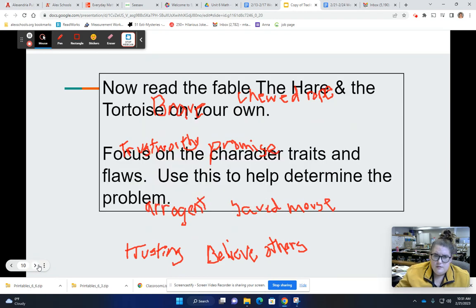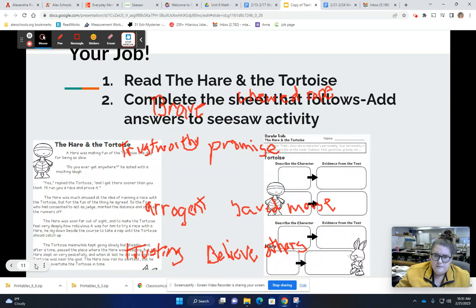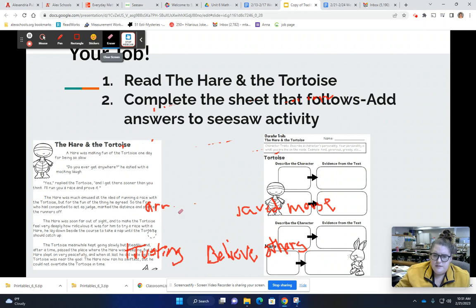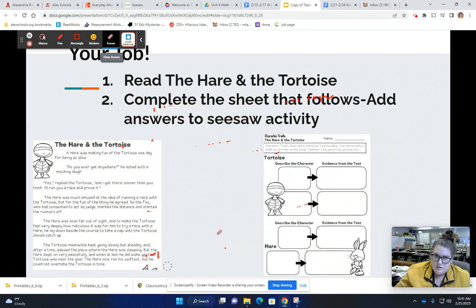So, your job, I gotta erase this. So, what are you gonna do for your job today? Well, it's very similar to what we just did together, except with a new story. So, you're first going to read The Hare and the Tortoise, and I made it easy for you. The Hare and the Tortoise is the first story in the packet. So, you're first gonna read this whole thing. It's 6 paragraphs. And then after that, you're going to complete the page that follows.